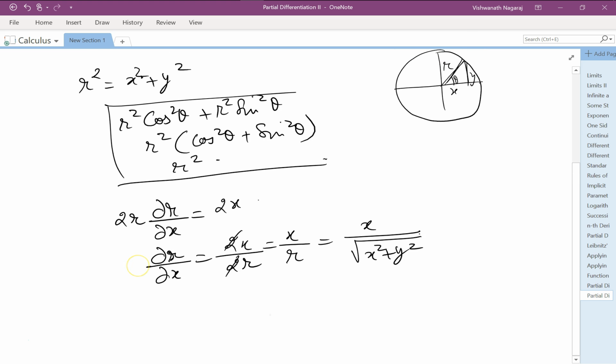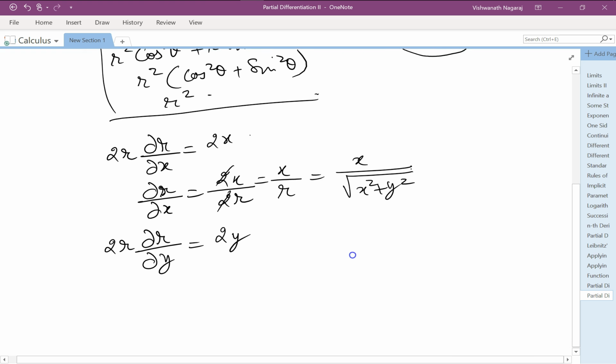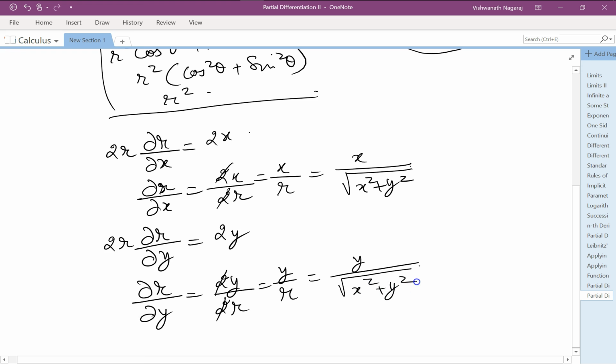Similarly, to partially differentiate it with respect to y, what do we do? 2r dou r by dou y is equal to, now x square will be constant, so it will become 0, and we will end up with 2y. So dou r by dou y is equal to 2y by 2r. So y by r, which is y by square root of x square plus y square.